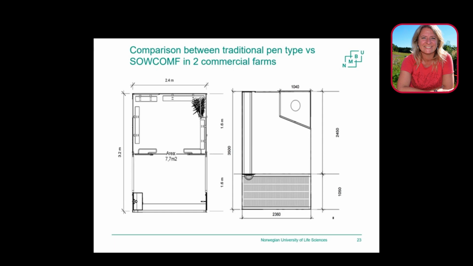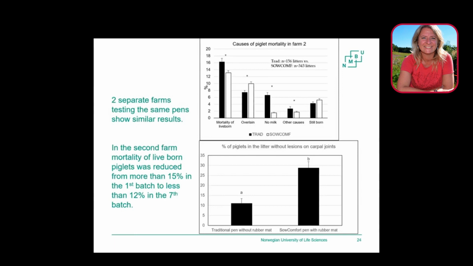And we tested these two pens in 2 commercial farms. And what we found was that we have a lower mortality in the sow comfort pen than in the traditional pen, not regarding the percentage of piglets being overlain, but mortality overall. And we did find a smaller proportion of pigs in the new type of pen. We found a lower proportion of starved piglets. And this is largely due to a better communication between mother and young in this pen.